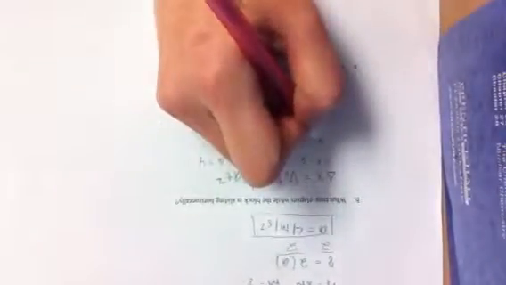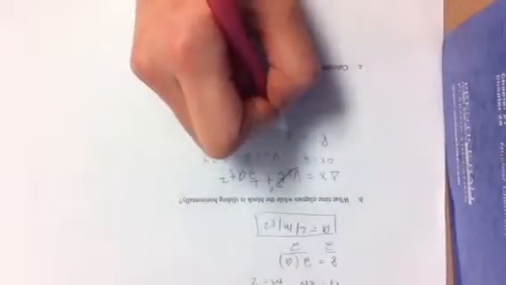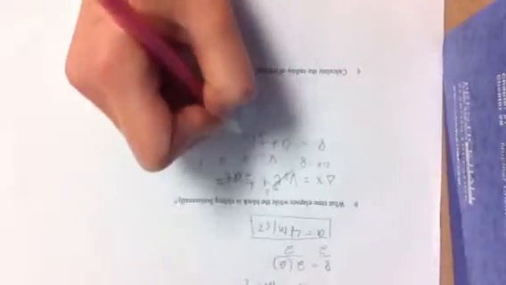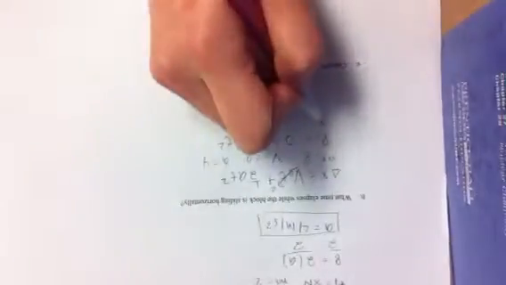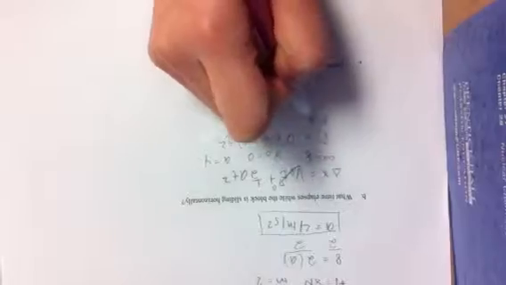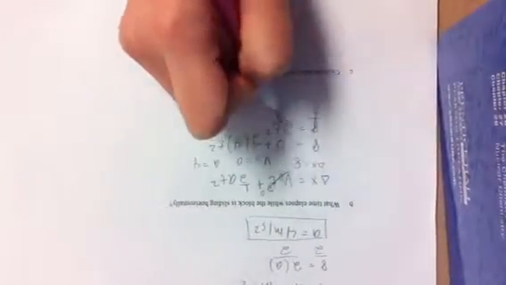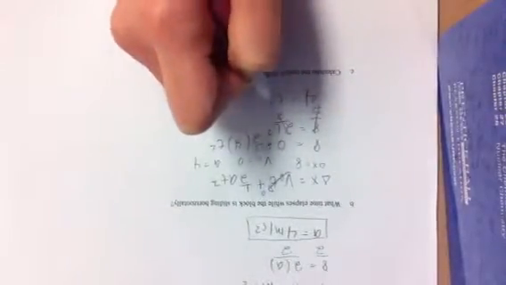After we plug in the numbers, 8 equals 0 plus 1/2 times 4 times t squared. We can simplify to get 2t squared equals 8. Divide each side by 2. 4 equals t squared. Square root, and t equals 2 seconds.